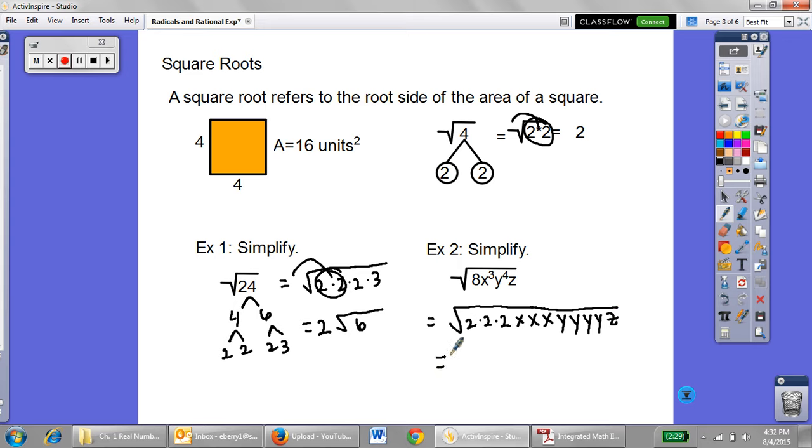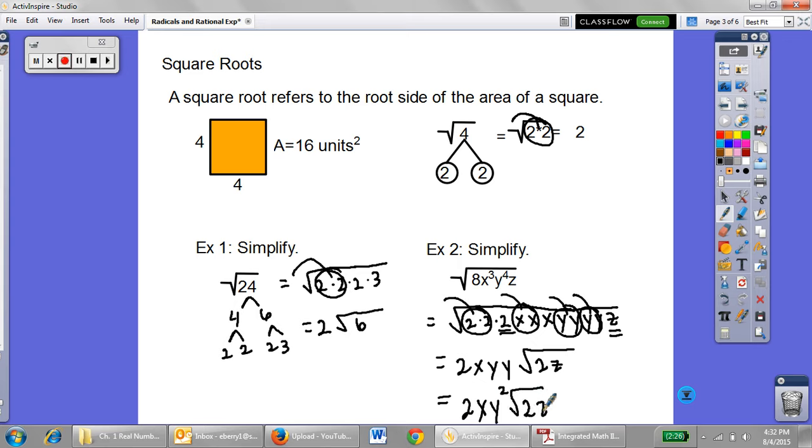I'm looking for pairs, so I get to circle this pair of 2s. There's a pair of x's, and a pair of y's, and another pair of y's. Bring all of this to the outside. So a 2 can come to the outside, an x, a y, and another y. Underneath the square root sign, we still have a 2 right here, and the z. So lastly, to simplify what's on the outside of the square root, this is 2xy squared, since there's 2 of them, and then square root 2z as your final answer.